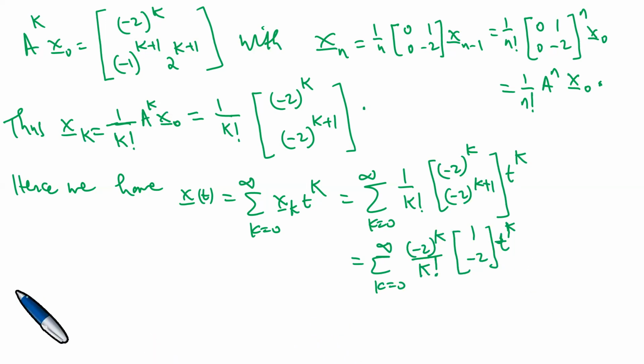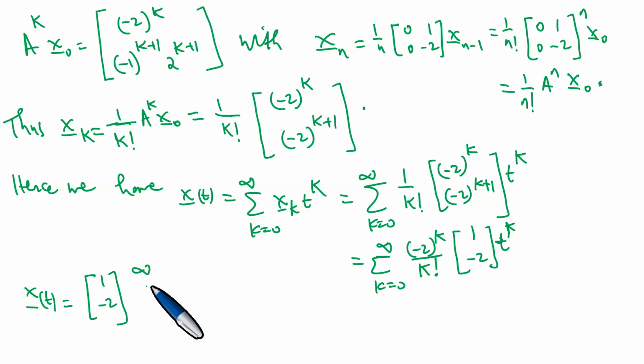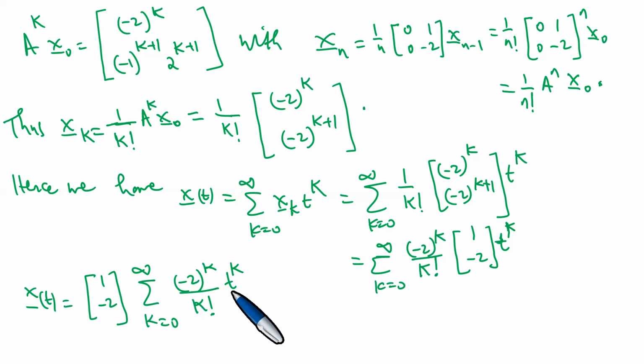Now, what is all this here? X of t. We are finishing. This is pretty much the last step. The vector 1, minus 2 is the common vector. It has nothing to do with k, so it's a constant. It is a vector, so it can be pulled out. And we have the infinite series, k equals 0, minus 2 to the power k divided by k factorial, and then there is t to the power k, like so. And this is the final answer.